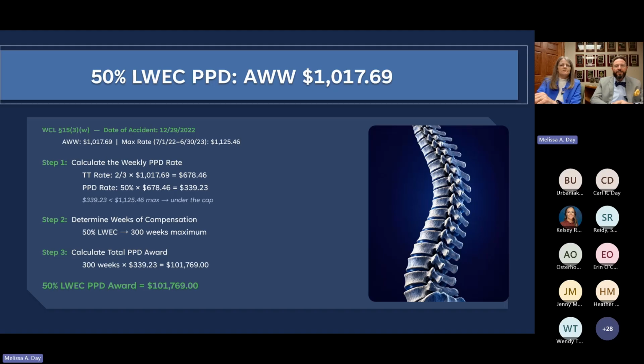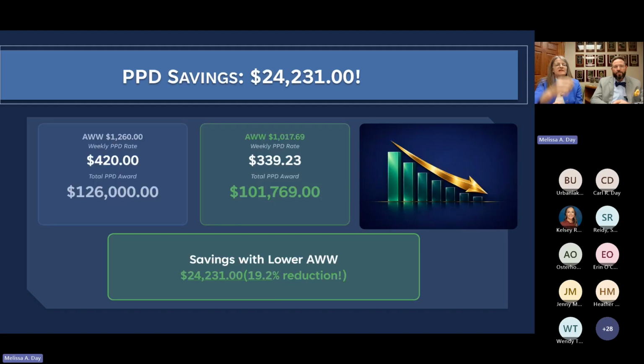adjust it and we get our 1017 average weekly wage, the one that we like, we've done a little bit of work. We've got the 1017 average weekly wage, 101 grand. That's a huge, huge difference. In fact, it's savings of $24,000. So you can see how small differences in the average weekly wage that might not seem like they're going to be that important can lead to really big savings.